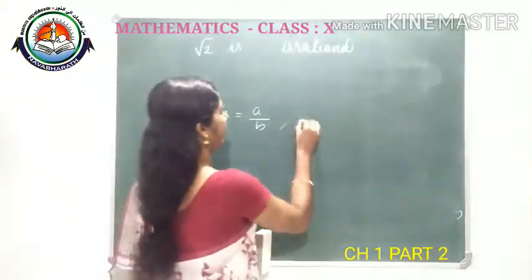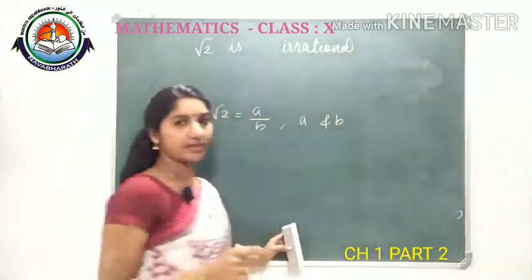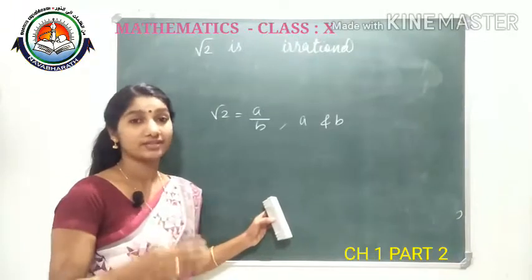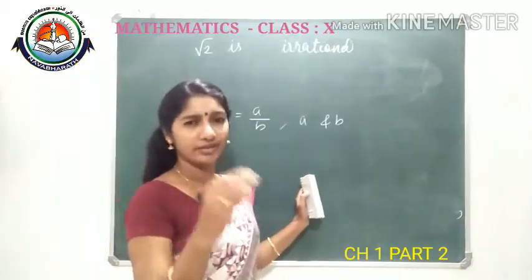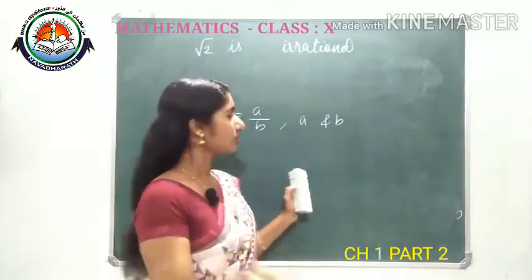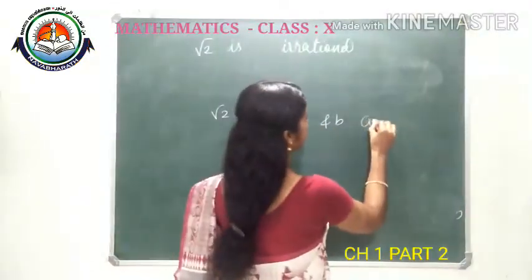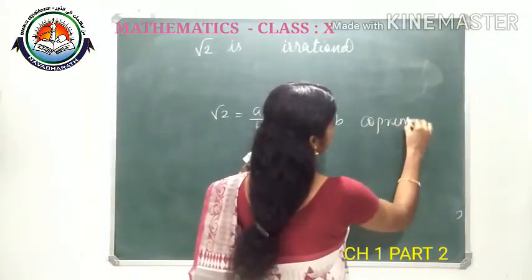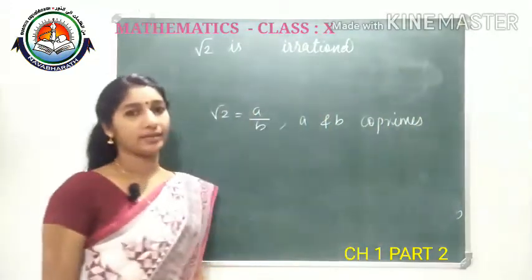So we can say A and B do not have any common factor other than 1. 1 will be a common factor for every number, so other than 1 there is no common factor. Those types of numbers we call coprimes. Now A and B are coprimes.